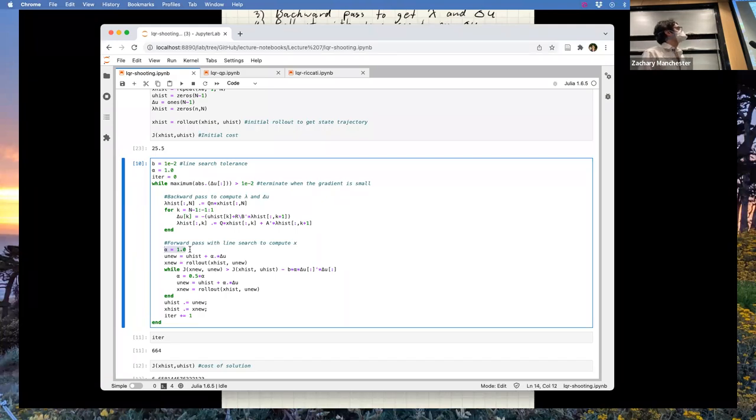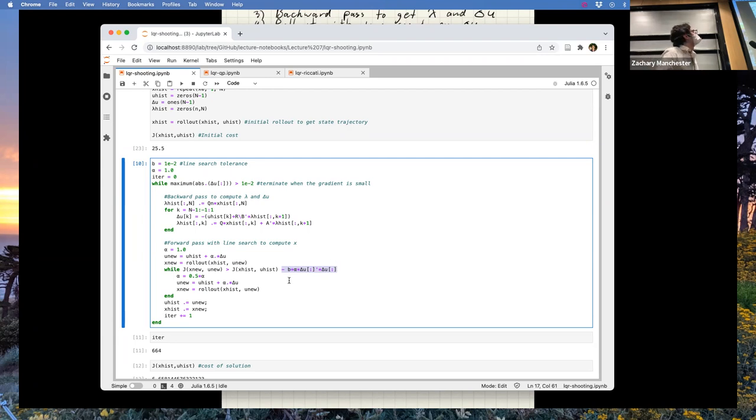I start with alpha equals one, I roll it out, I check the cost, and I do the Armijo rule on the cost to make sure I get a good cost decrease. The one thing that's kind of interesting here is that this is what the gradient condition looks like in this particular case. Do you know where that comes from or why it is the Armijo first-order Taylor expansion approximation for the cost decrease here? It's like delta U squared, right? Kind of weird. Thoughts on that?